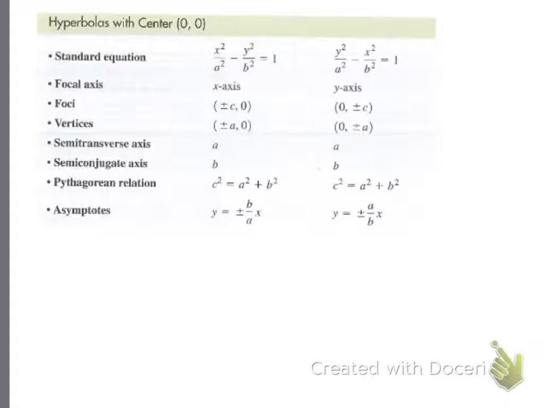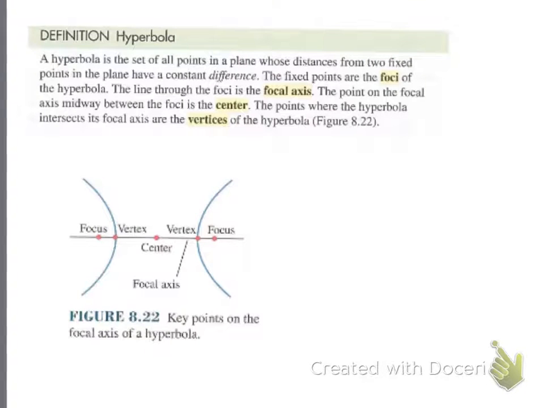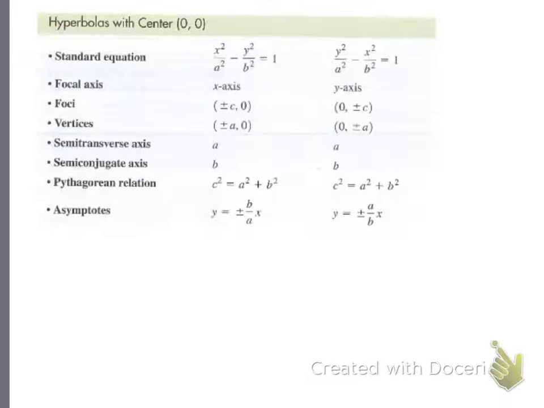If your hyperbola is centered at 0, 0, here are the two scenarios. If the number under x squared is bigger, that means your focal axis will be the x-axis, and as you can see, if the focal axis was the x-axis, what would happen is your hyperbola would open this way. If the number under y squared is bigger, then you're going to have it opening this way.